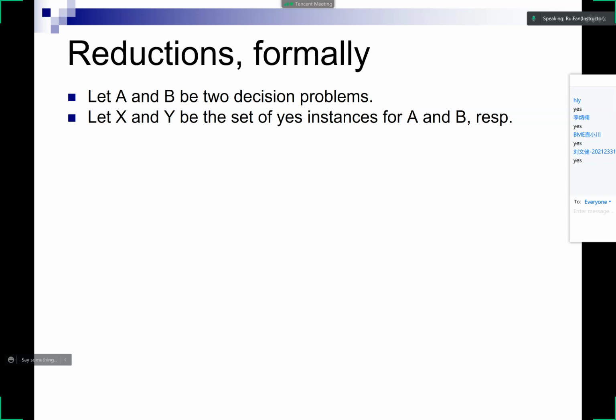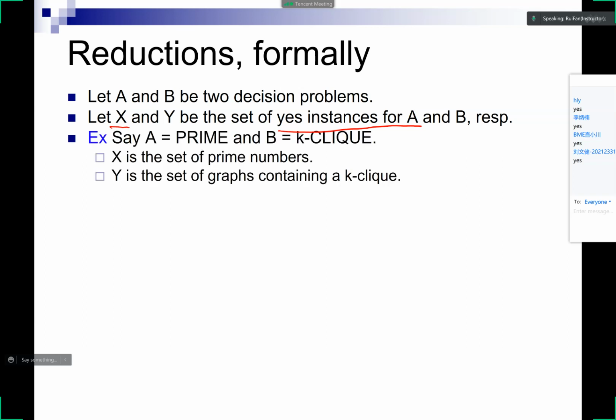Remember that a decision problem just means that the problem either has a yes or no answer. For example, a number is either prime or it's not prime. If you have these two decision problems, we're going to let X be the set of yes instances of A. So if A is the primes problem, then the set of yes instances is just the set of prime numbers, and the set of no instances for A is the set of composite numbers.